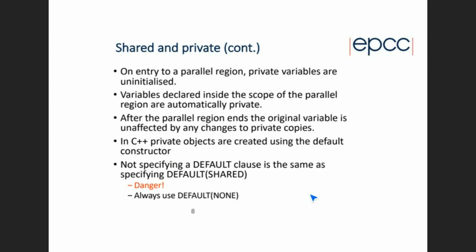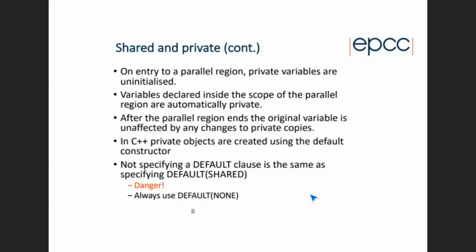Some important things to note about using shared and private clauses. On entry to a parallel region, private variables are uninitialized by default. So if we declare a variable as being private, every thread gets a new copy of that variable, and those copies are uninitialized. It's up to us to make sure that we don't use uninitialized values.